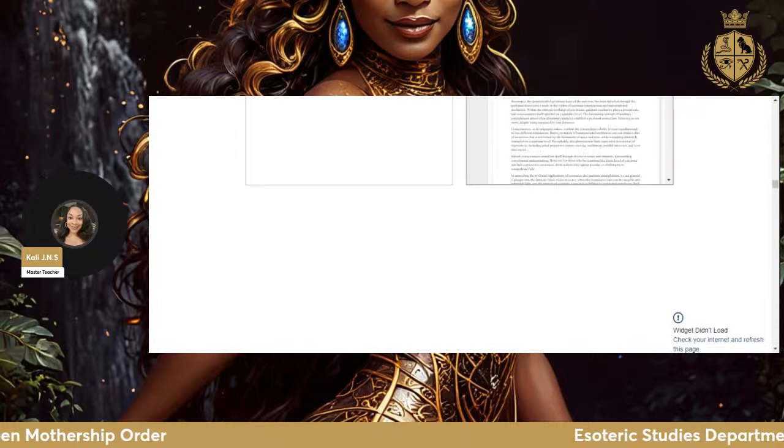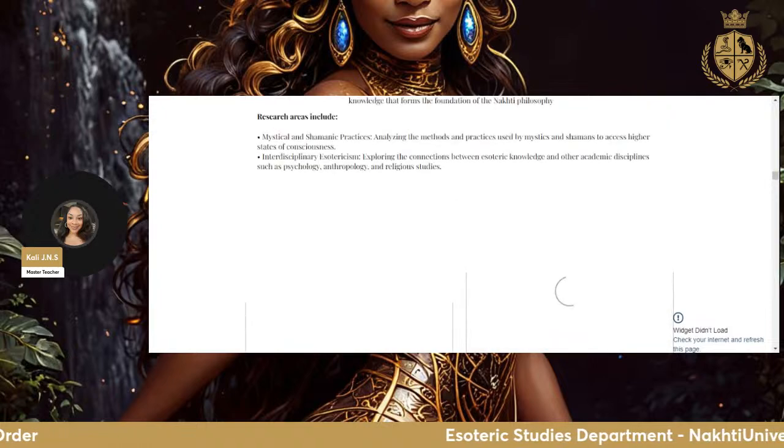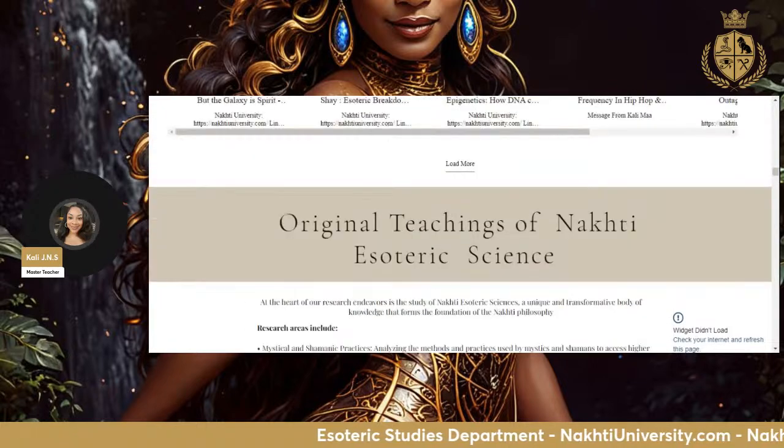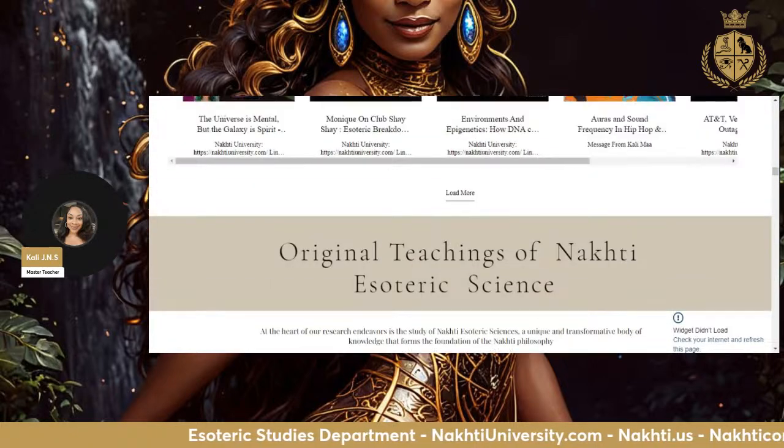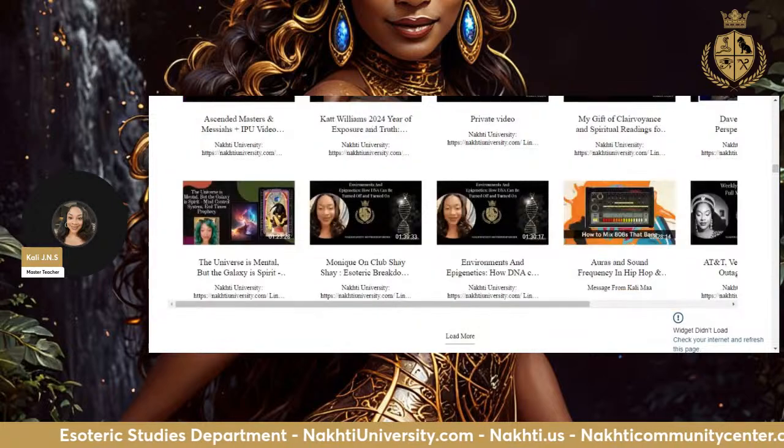I'm trying to show y'all, it's not loading. We don't gotta just be sitting there waiting for it to load because we do got other things.